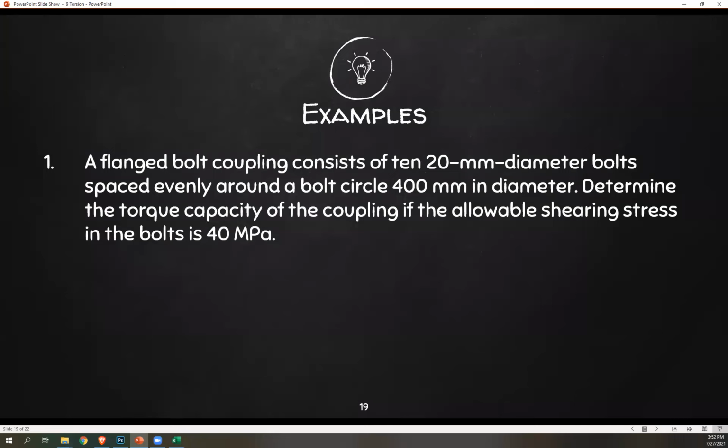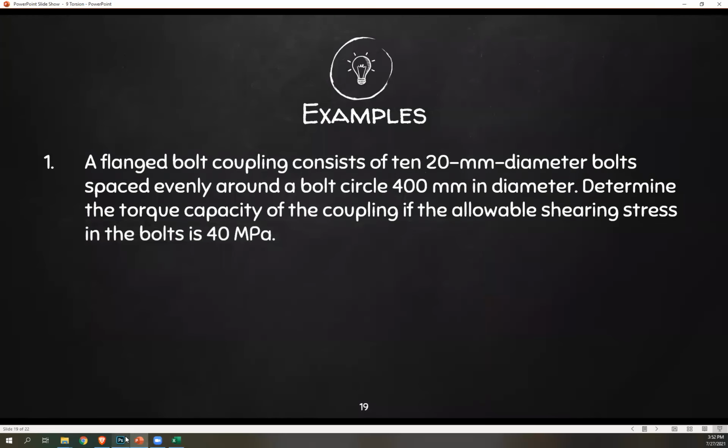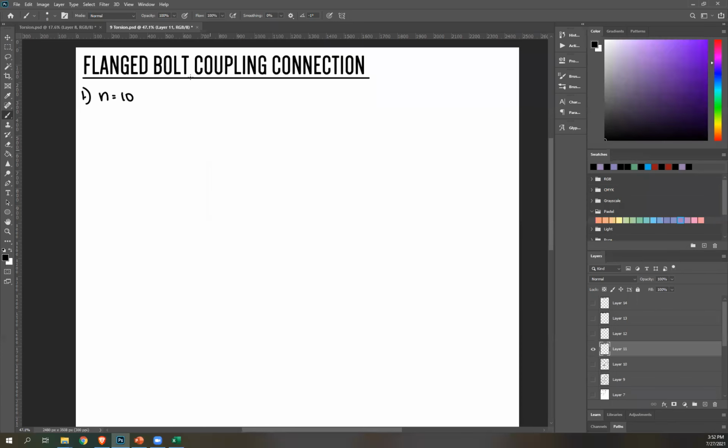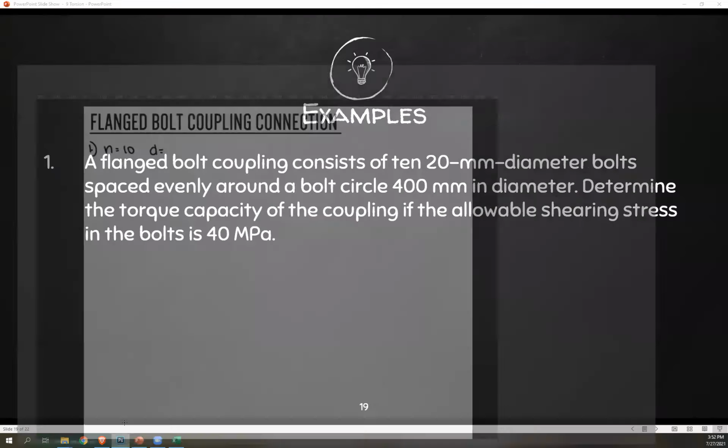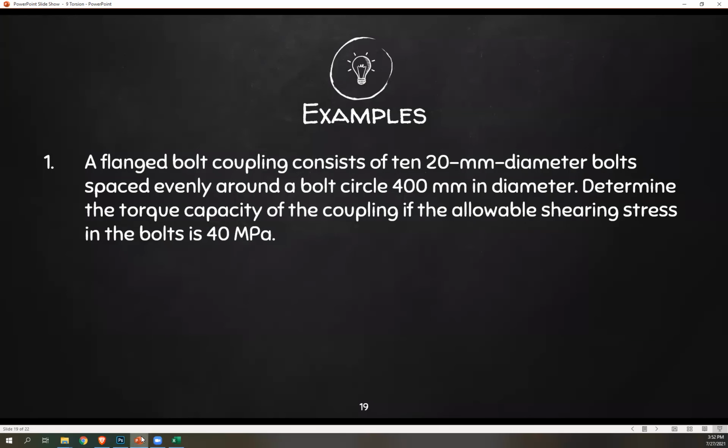The first step is the same: write your givens. The flange bolt coupling consists of 10 bolts of 20 millimeter diameter, so that 10 is your number of bolts. N equals 10. What else? 20 millimeter diameter. In our equations, we're using radius, so we have D equals 20 millimeters, and then the radius is 10 millimeters. That's just D over 2. And then the allowable shear stress is 40 MPa.